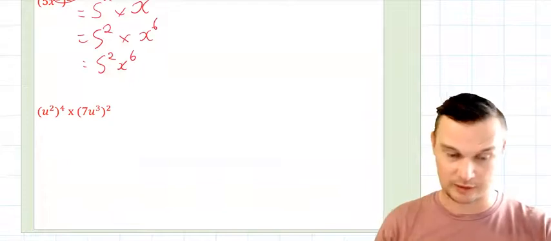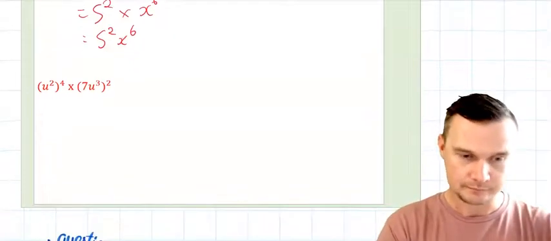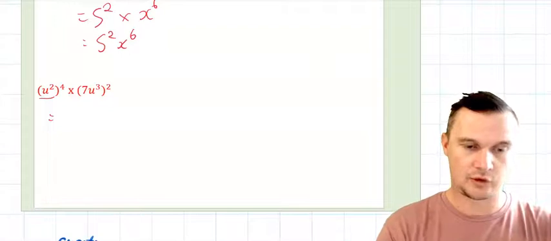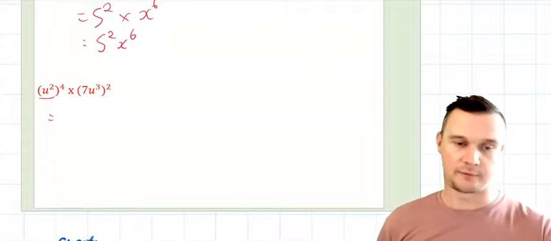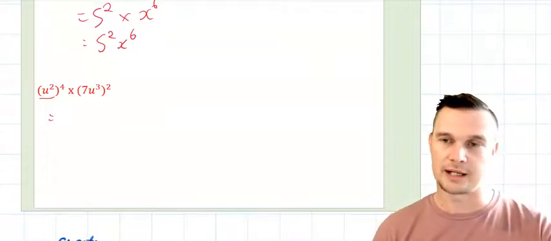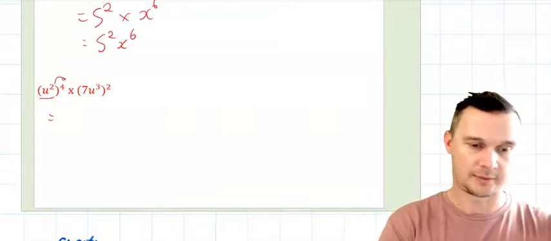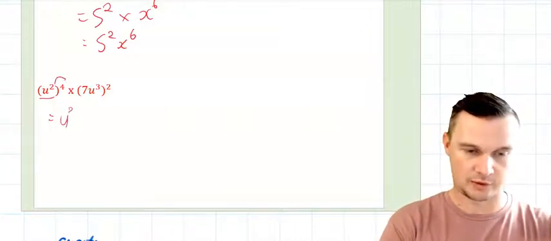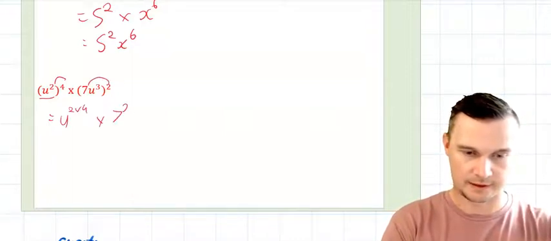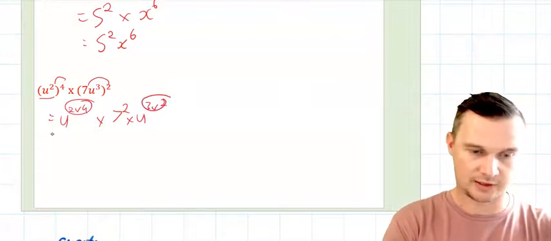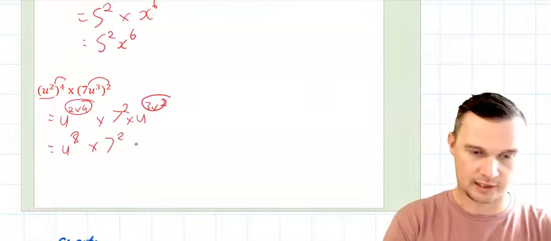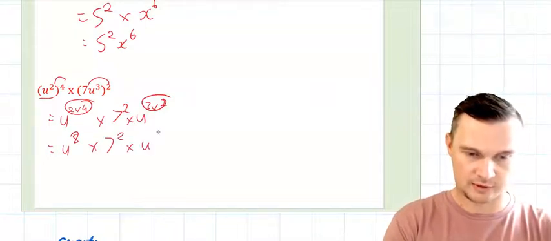Now it's applied again to a little bit more elaborate example from here. So we have u to the power of 2 to the power of 4 times 7u to the power of 3 to the power of 2. So I'm going to start this with u to the power of 2 times 4 multiplied by 7 squared times u to the power of 3 times 2. So I'll convert all these first. So basically what I have is u to the power of 8 times 7 squared times u to the power of 6.